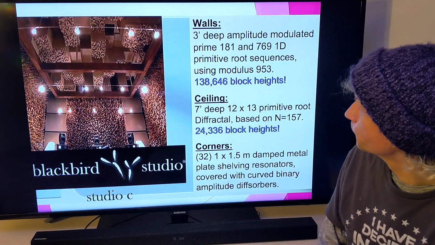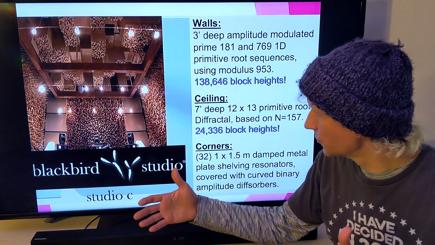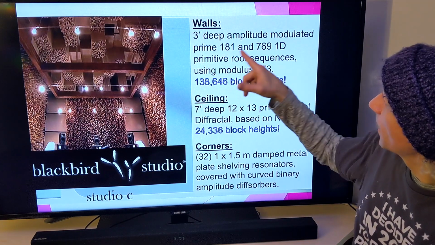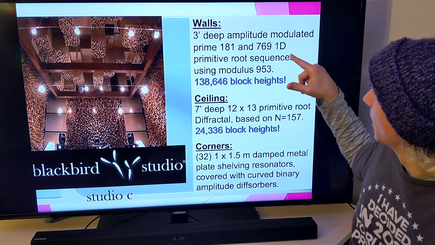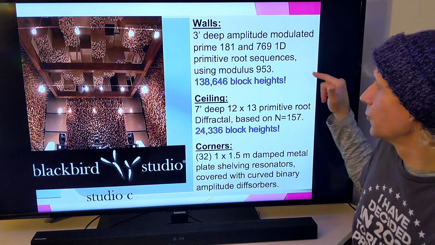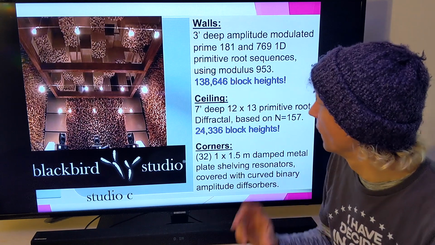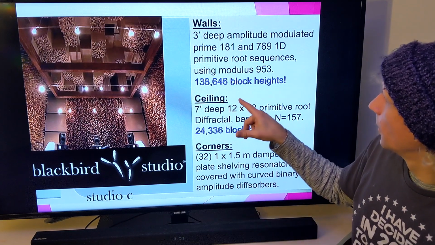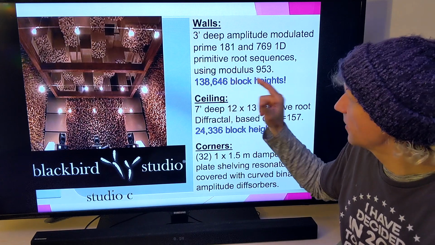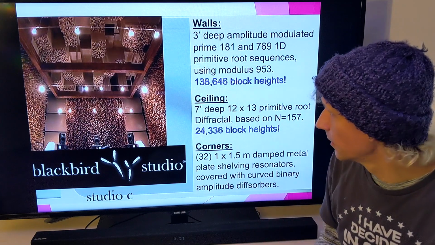3 feet deep, that's how deep those walls are of those diffusers. Those diffusers are 3 feet deep. Amplitude modulated prime 181 and 769 1D primitive root sequence. It's the primitive root math, not the QRD math. Very similar idea though. What does that mean? That means that there are 138,646 different block heights.